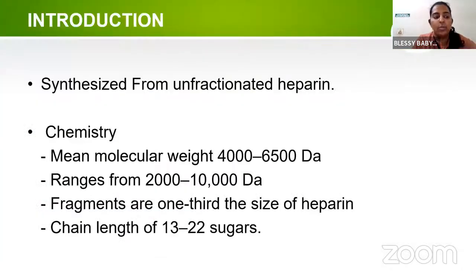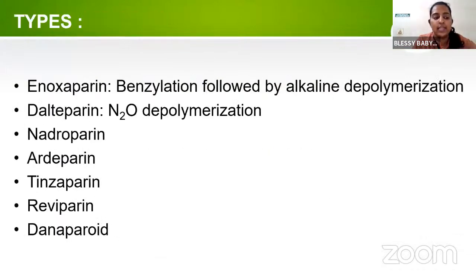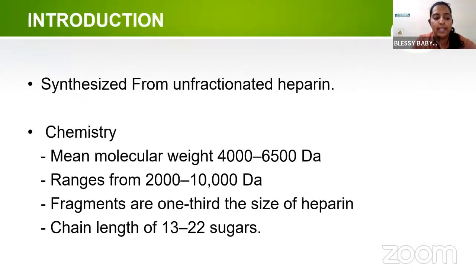Low molecular weight heparins are synthesized from unfractionated heparin by chemical and enzymatic depolymerization. Now, about their chemistry, the mean molecular weight is about 4,000 to 6,500 Dalton, and the molecular weight ranges from 2,000 to 10,000 Dalton. These fragments are one-third the size of heparin, and their chain length is 13 to 22 sugars.